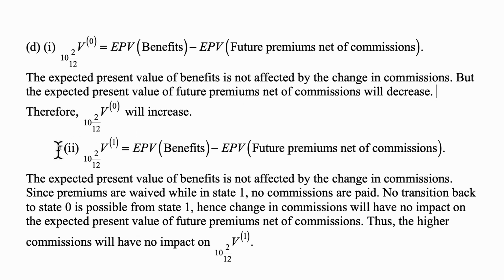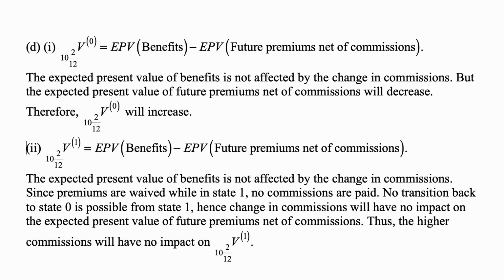For the second part, again, it's the same type of formula, but now for being in state 1. The expected present value of benefits is not affected by the change in commissions. Since premiums are waived while in state 1, no commissions are paid. No transition back to state 0 is possible from state 1. Remember, that was what we noticed at the beginning. Hence, change in commissions will have no impact on the expected present value of future premiums net of commissions. Thus, the higher commissions will have no impact on this reserve.